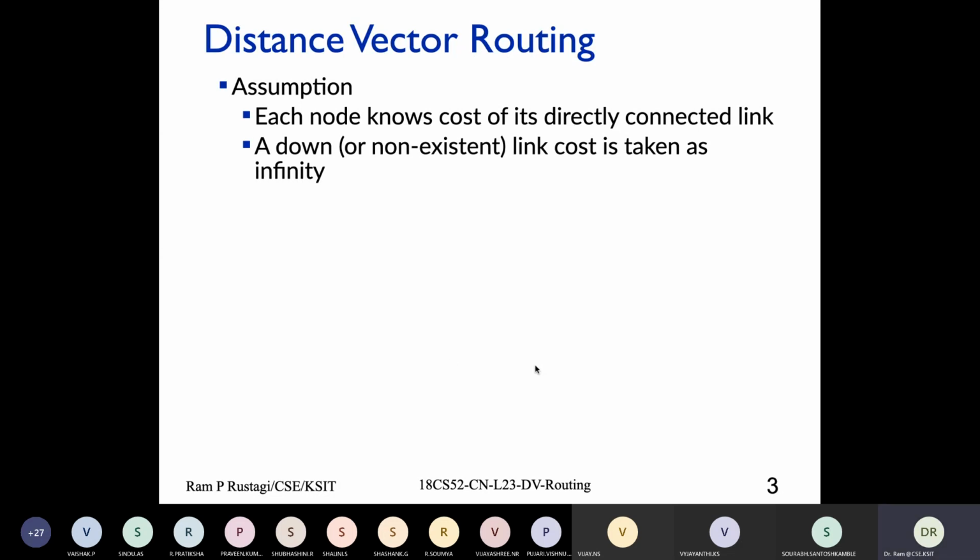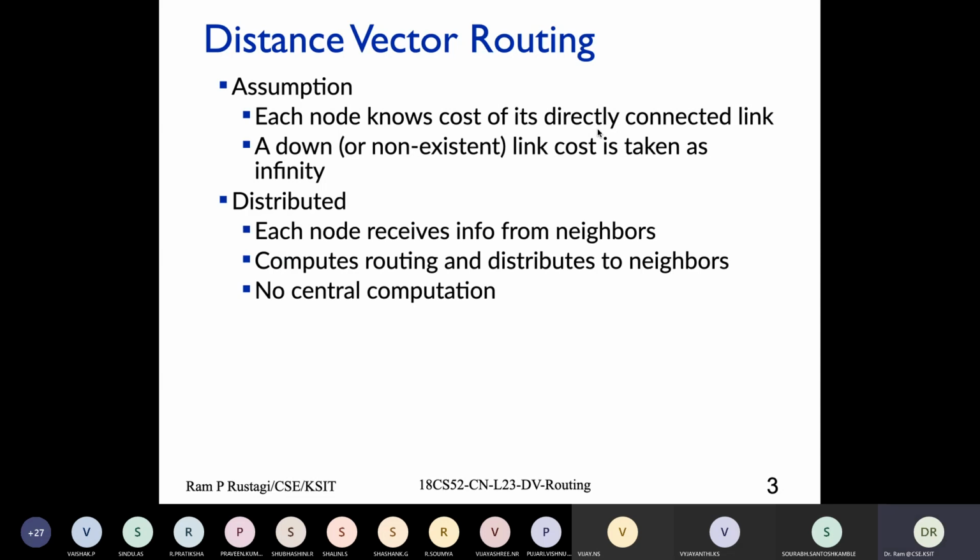In this approach, each node knows only its directly connected neighbors, which are its directly connected links, and it does not know how the other nodes are connected. For all the nodes which are not connected to it, it starts with the assumption that the link cost to those nodes is infinity.